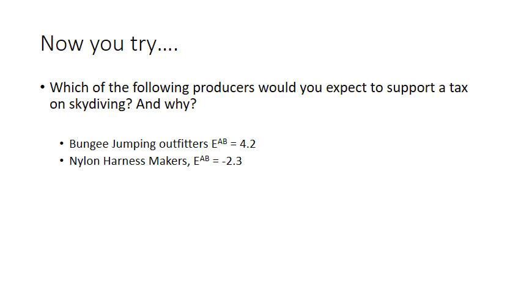Okay, let's do another one of these now you try. Which of the following producers would you expect to support a tax on skydiving and why? Got bungee jumping outfitters, and the data suggests that they have a cross price elasticity of 4.2, and you have nylon harness makers, and they have a cross price elasticity which is negative 2.3. So go ahead and pause the video, take some time, figure out what your answer is going to be, and the next slide I'll walk you through a solution.